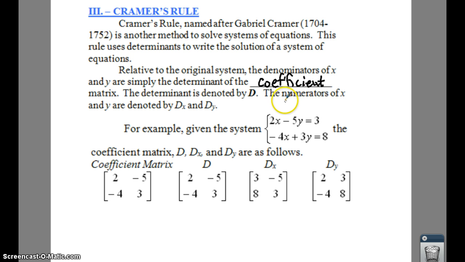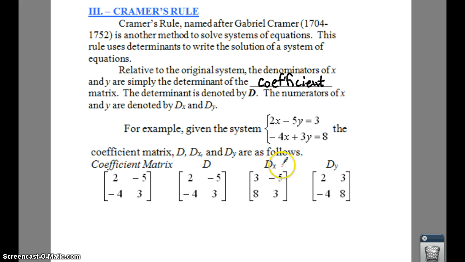What we call the coefficient matrix. And then what we're going to do is find the matrices for your x and your y. So if we have your coefficient matrix, given this example right here, this system, we have 2, -4, -5, 3. We're going to call this D.